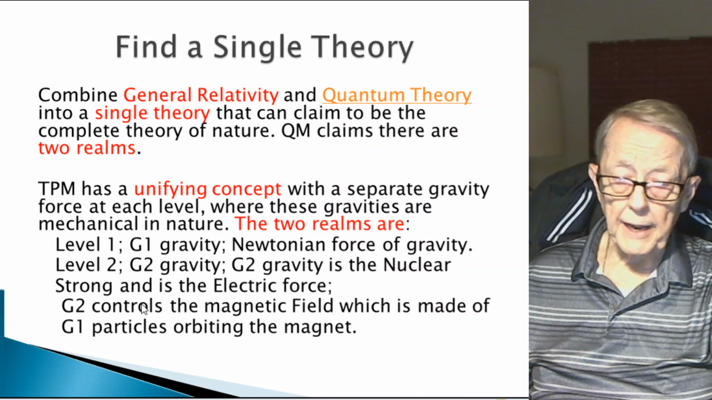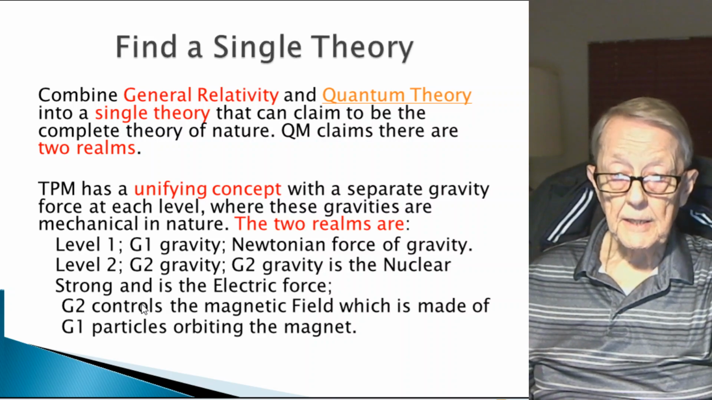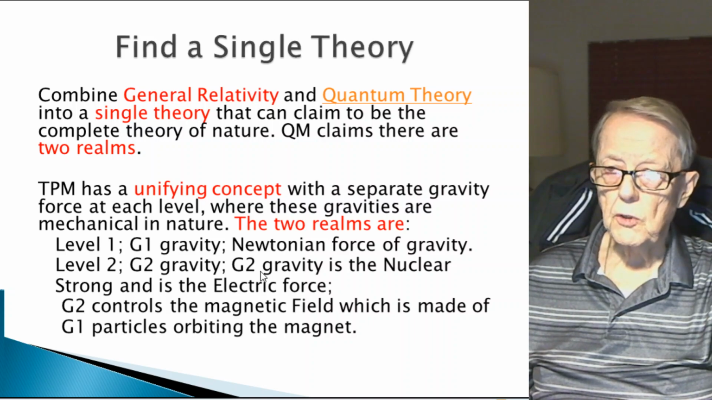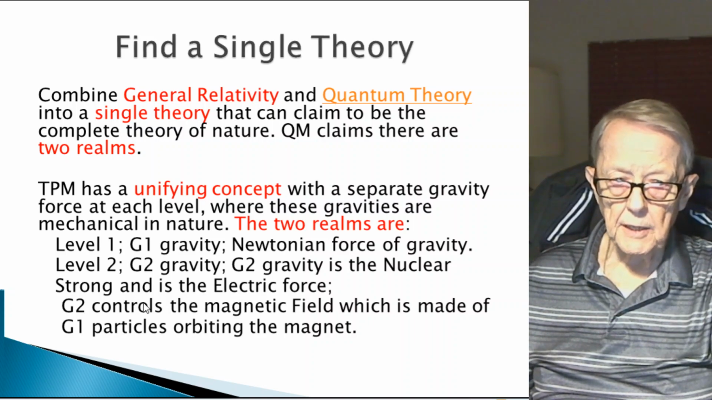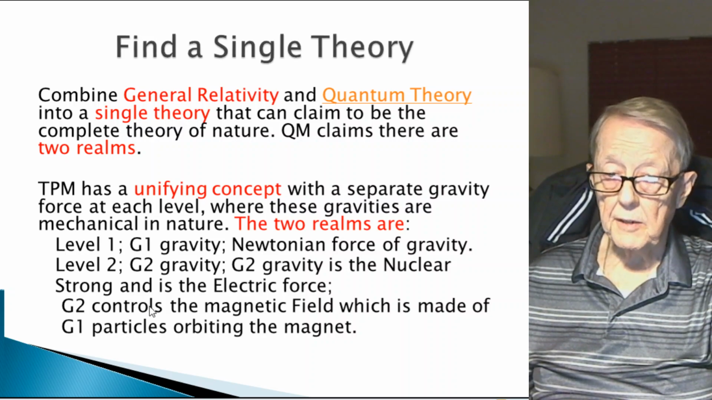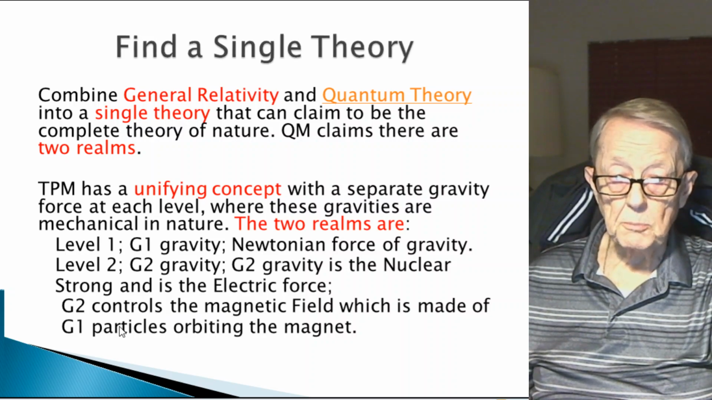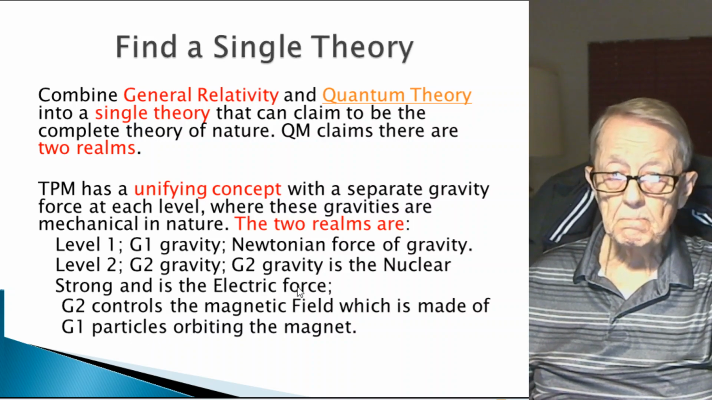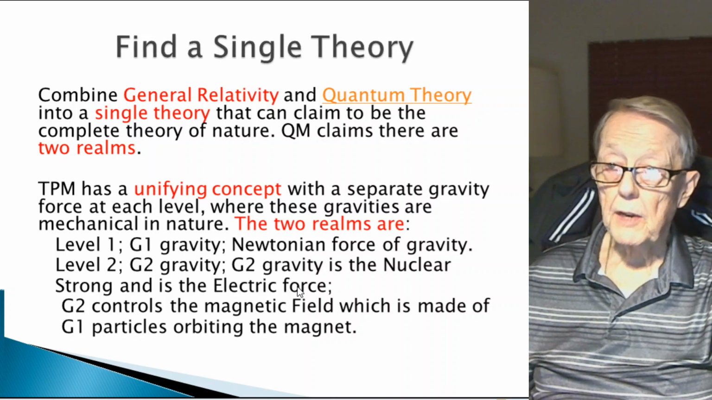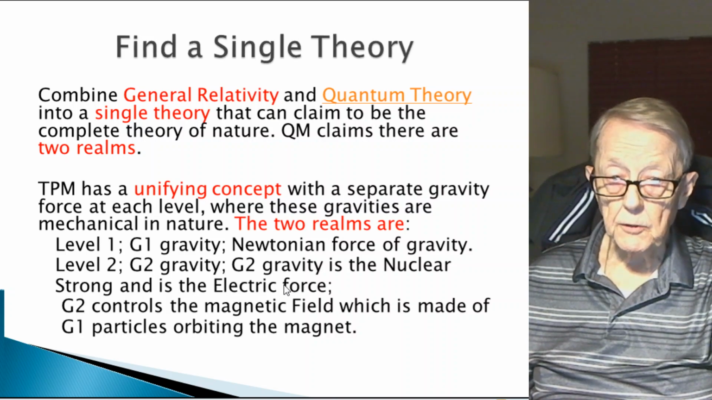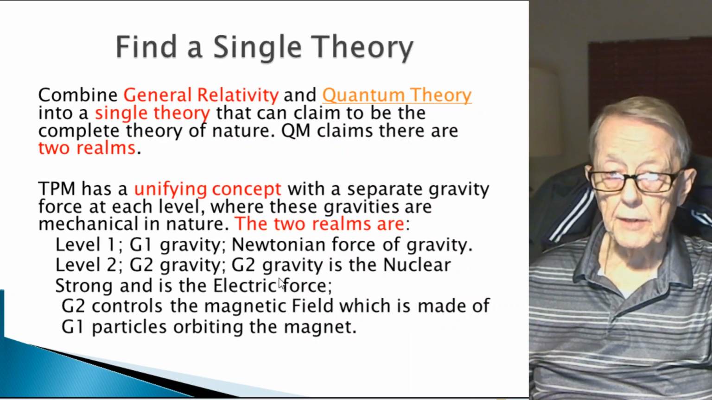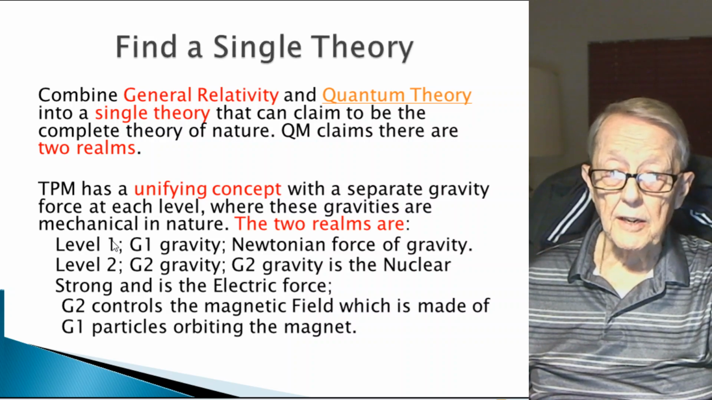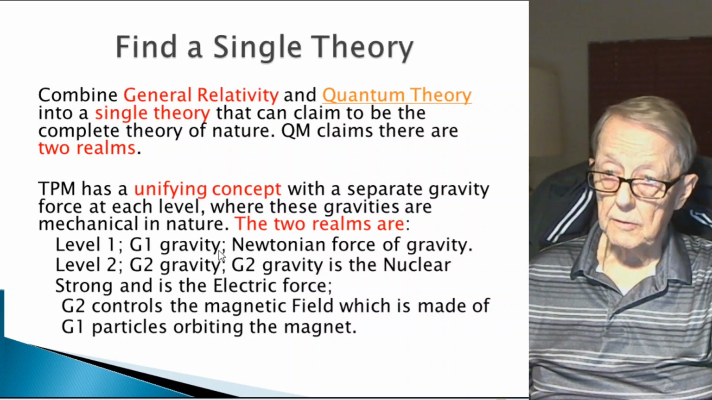But the magnetic field is not G2 gravity. That's not what it is. G2 controls the magnetic field, and the magnetic field is made up of G1 particles orbiting around and through the magnet. Two realms, but they're level 1, level 2, gravity 1, gravity 2. So they're unified in the concept of gravity.